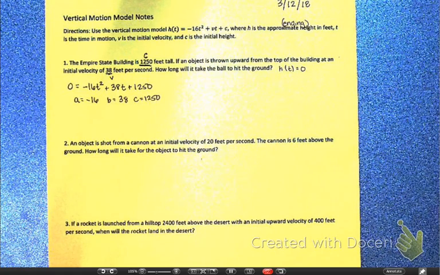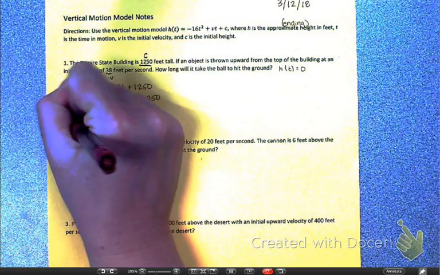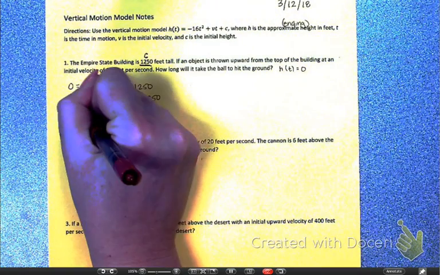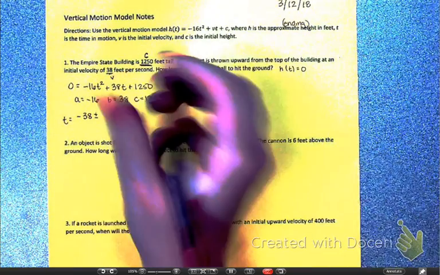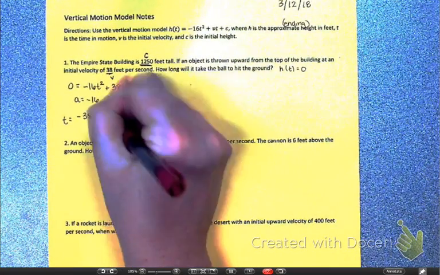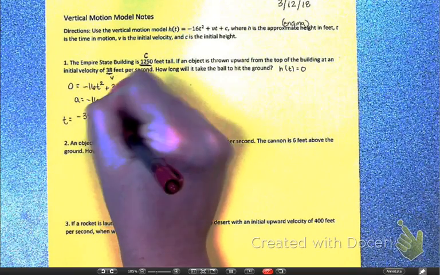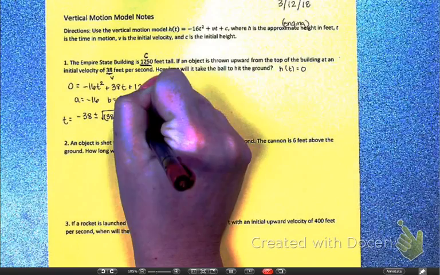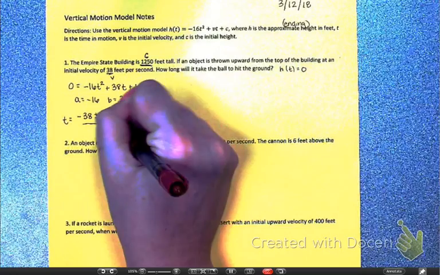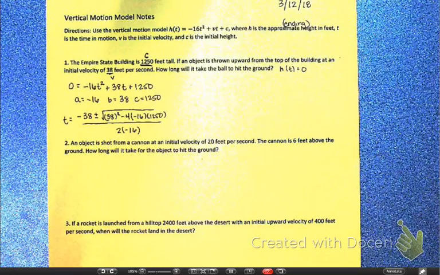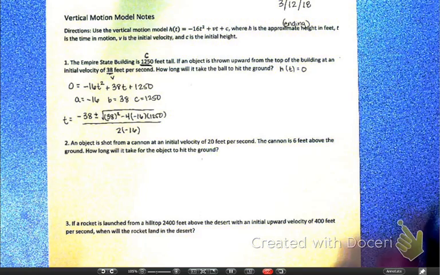Okay, and we're going to plug that information into the quadratic formula. So T equals negative B plus or minus the square root of B squared minus 4 times A times C, all over 2 times A. Now, these numbers are large, and when you start multiplying them, they're going to get bigger, which is why you have a calculator. Okay, so let's simplify.